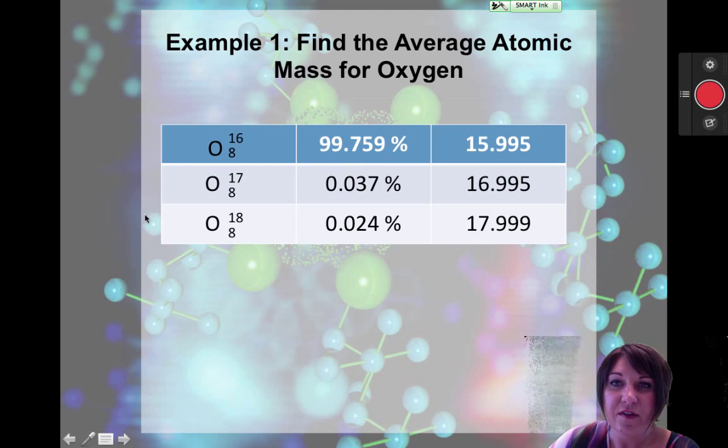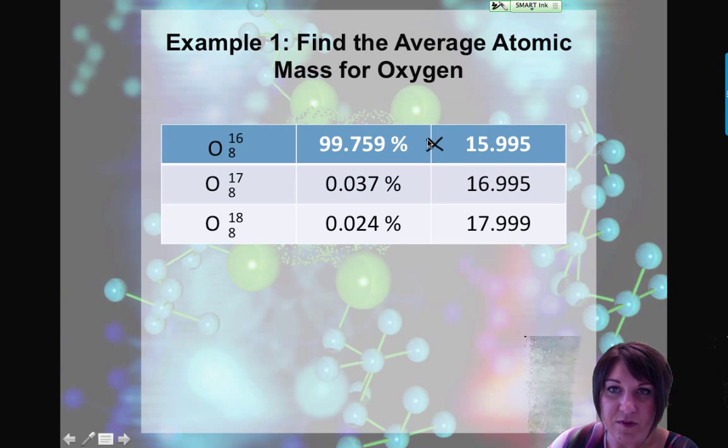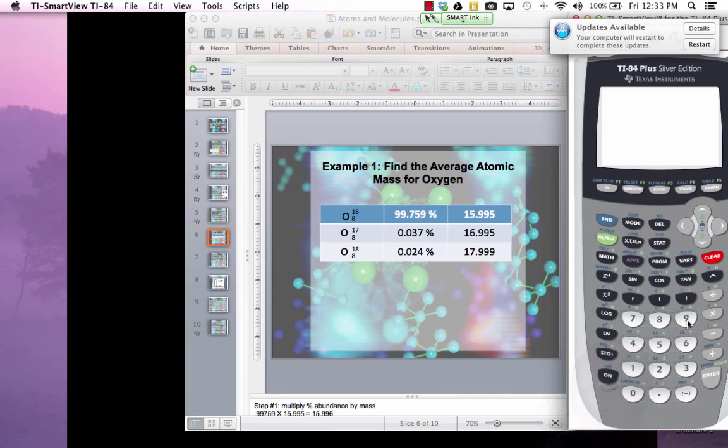So first we have the relative abundance of the oxygen-16 isotope, and we'll multiply that by the mass. So get your calculator out and do this multiplication. I'll get mine, you get yours, and then we'll be rolling. So my percent for oxygen is 99.759 multiplied by 15.995. Now we're going to add to that the next one down, 0.037% times its mass of 16.995.